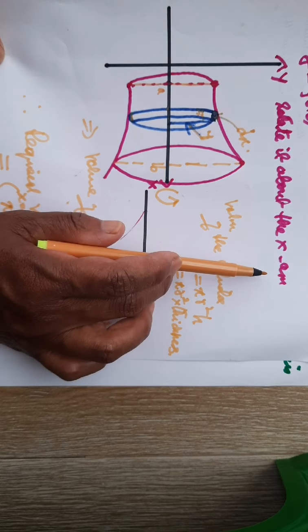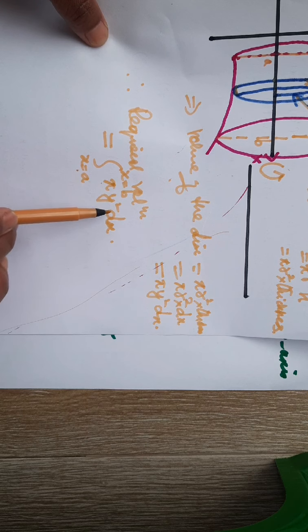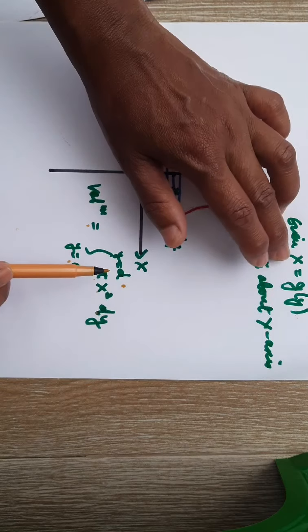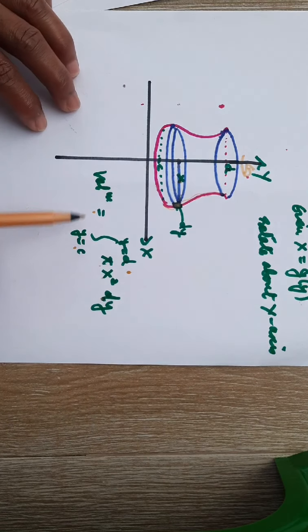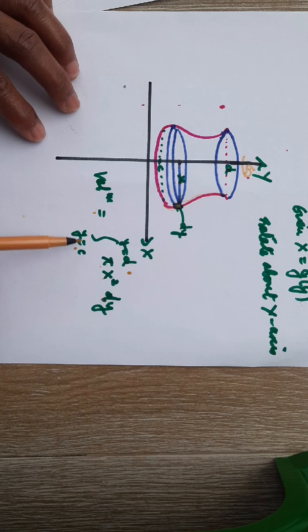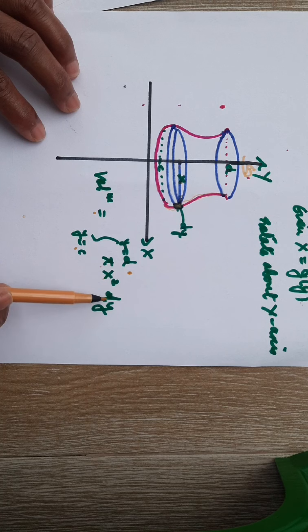When it rotates about the x-axis, it will be the integral from x equal to a to x equal to b of pi y squared dx. And when it rotates about the y-axis and x is given in terms of y, the volume of the solid of revolution will be equal to the integral from y equal to c to y equal to d of pi x squared dy.